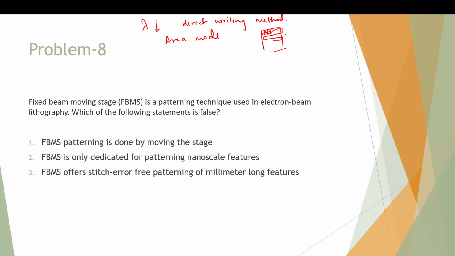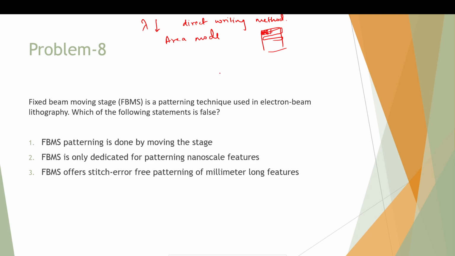Basically it will scan through the entire mask, and wherever it is necessary to expose the electron beam resist, it will expose in those areas. So this is the area mode. It will expose one area at a time.